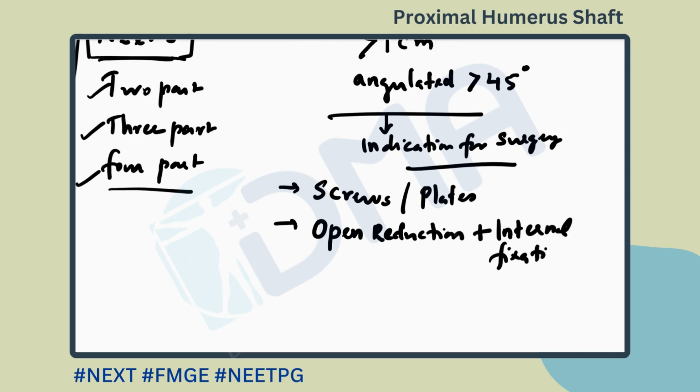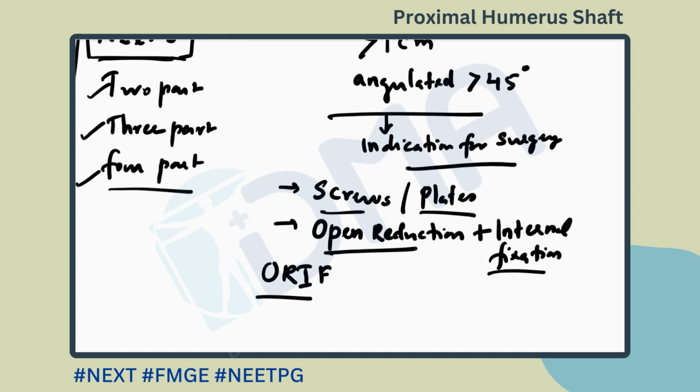So if you go to ortho wards, in the case sheets, you will see this term ORIF. ORIF stands for open reduction and internal fixation. Usually the proximal humerus fractures are treated by open reduction internal fixation methods using screws and plates.